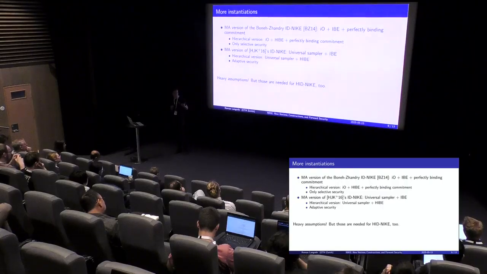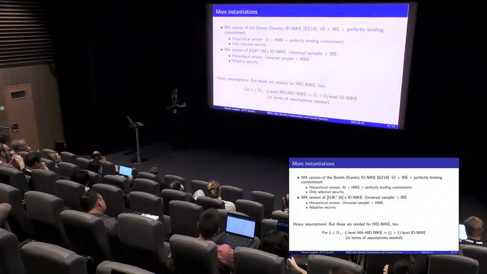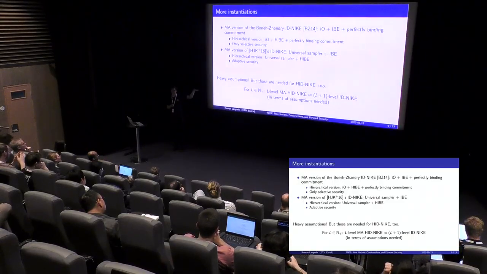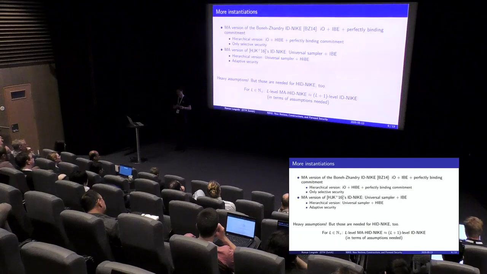And of course, you might have noticed that we now need very heavy assumptions for our multi-authority ID Nike. However, these heavy assumptions are also needed at least for the hierarchical version of the traditional ID Nike notion. So in fact, in terms of assumption, it looks like constructing an L-level multi-authority HID Nike is about as hard as constructing an L+1 level identity-based Nike. But this is just an observation in terms of the assumption we need. We don't know how to prove any of the implications suggested here, and I think it's quite difficult to show such an implication or such an equivalence.